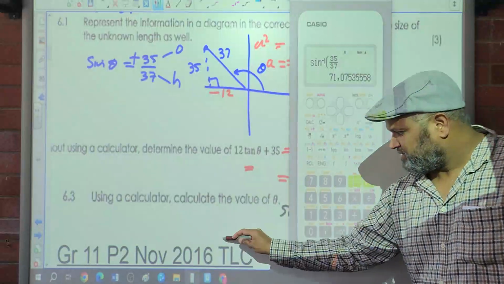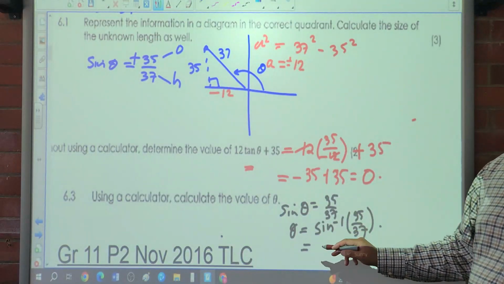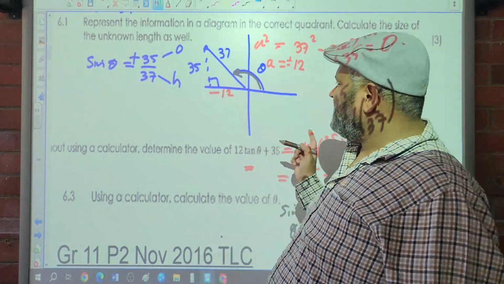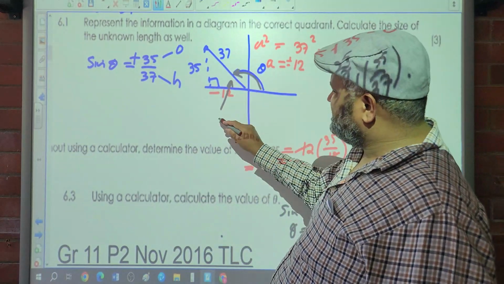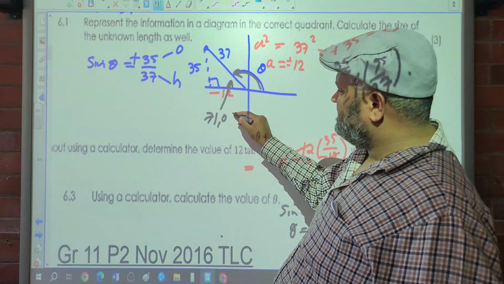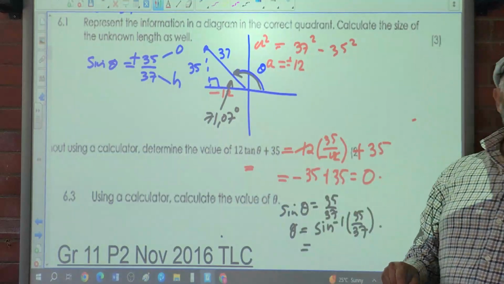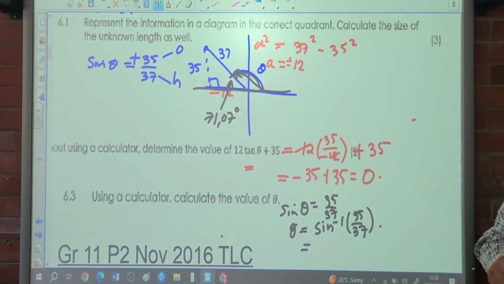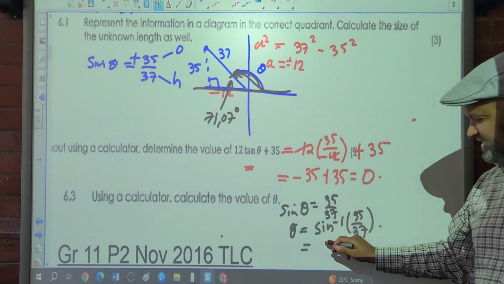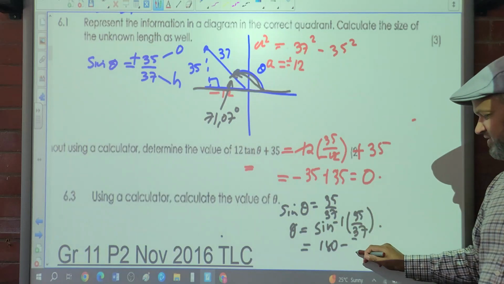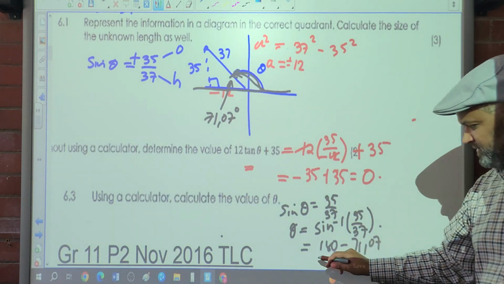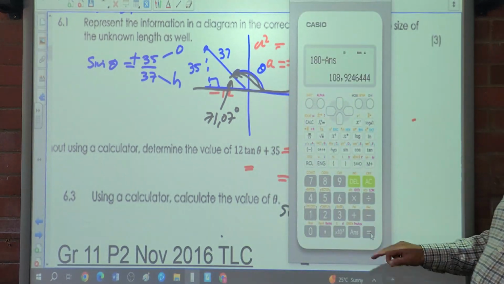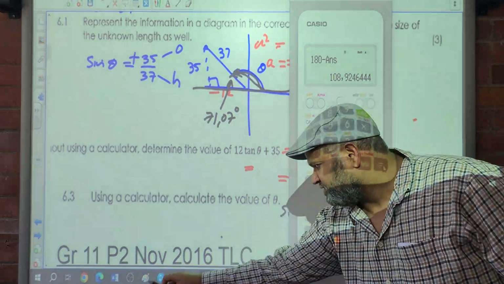But if you look at it, is this an obtuse angle? Yes. So that angle of 71,07 is that angle there. Can you see that? So how do I get this angle here? The angles on a straight line, which is 180 minus 71,07. This gives us an angle of 108,92.